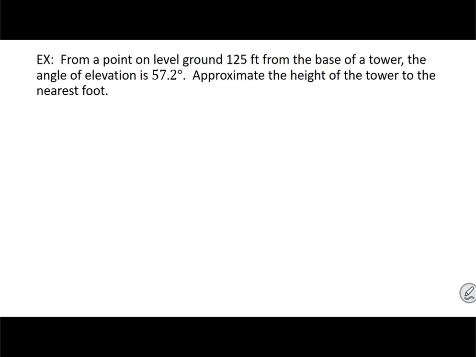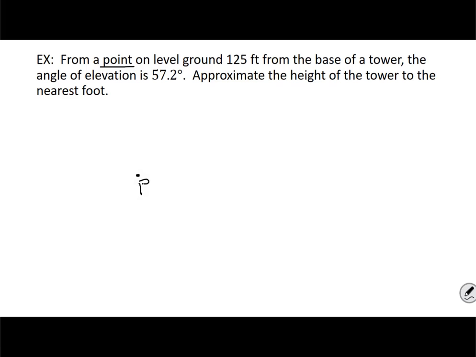From a point on level ground, 125 feet from the base of the tower, the angle of elevation is 57.2 degrees. I want to approximate the height of the tower to the nearest foot. So what we're going to do is take the pieces of information this problem gives me and draw a triangle. The first thing it says is I have a point on level ground, so we'll draw a point, P.